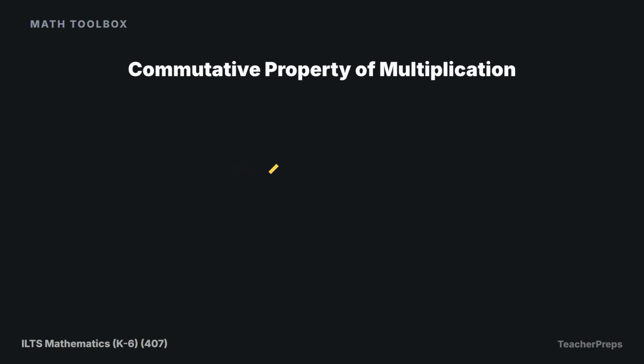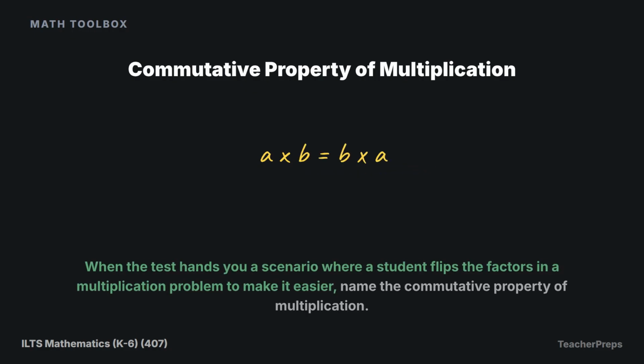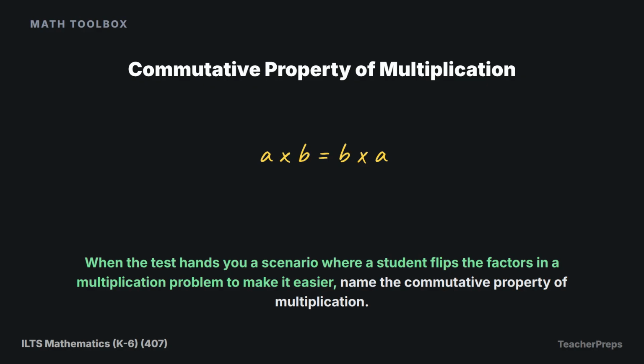The commutative property of multiplication states that a times b equals b times a. You can swap the factors, and the product stays the same. Teachers use arrays to make this visible. A 3 by 8 array turned on its side becomes an 8 by 3 array with the same total dots. On the exam, this property explains why factor order is flexible in multiplication strategies.